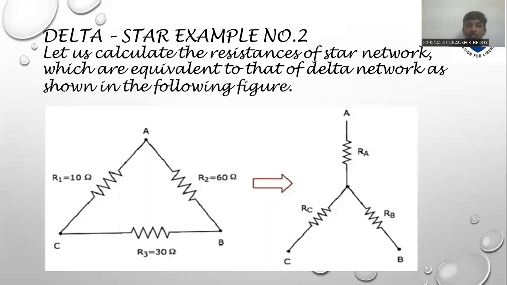So example 2 for the delta star transformation is, let us calculate the resistance of the star network which is equivalent to the delta network shown in the following figure. So we have 3 points A, B, C and we have three resistances where R1 is between A and C, R2 is between A and B and R3 is between B and C. R1 is 10 ohms, R2 is 60 ohms, R3 is 30 ohms. Here we have to convert delta to star transformation.